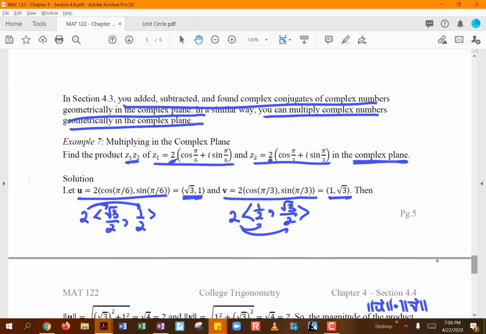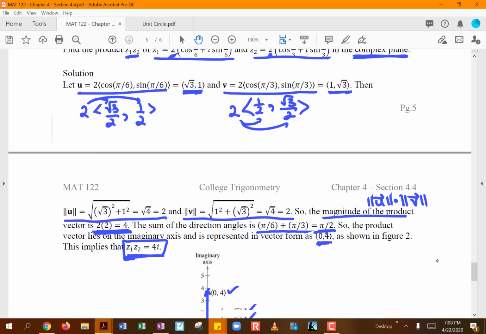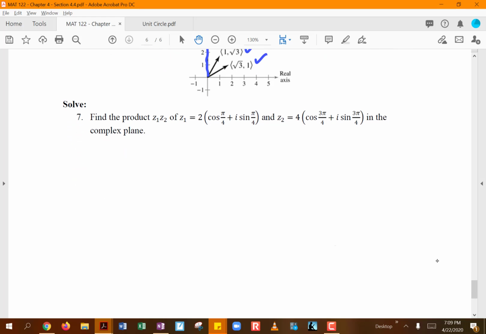Now if you just use the product rule to multiply these, you can check your answer that way and make sure you still get 4i as your product by using what we did in example 5. Okay, so that's kind of how the geometric calculation will work out when you are trying to multiply two vectors. So let's go ahead and take a look at this example over here.